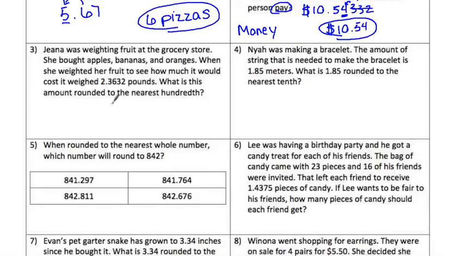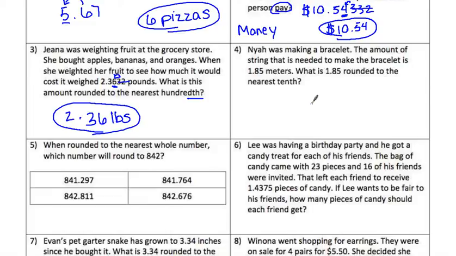Okay, for number 3, Jana was weighing fruit at the grocery store. She bought apples, bananas, and oranges. When she weighed her fruit to see how much it would cost, it weighed 2.3632 pounds. What is this amount rounded to the nearest hundredth? So if we round it to the hundredth, the 6 is in the hundredths place. Look behind for the 3, 5 or above, give it a shove. 4 or below, let it go. In this case, I'm just going to let it go, so it becomes 2.36 pounds. And LBS stands for pounds.